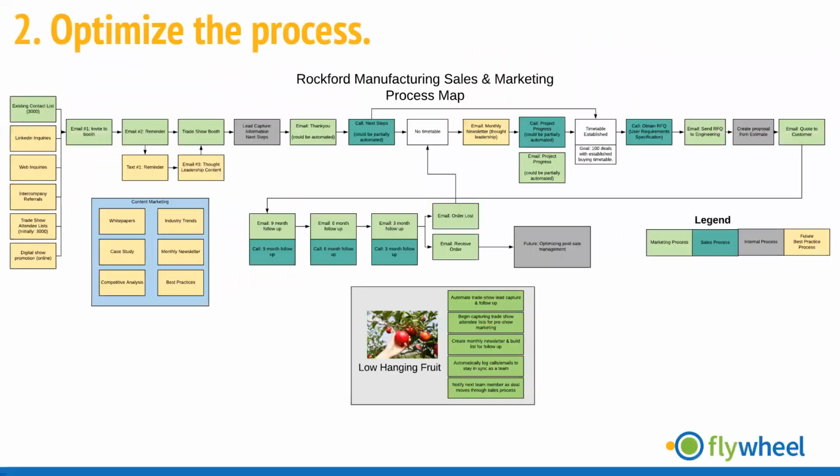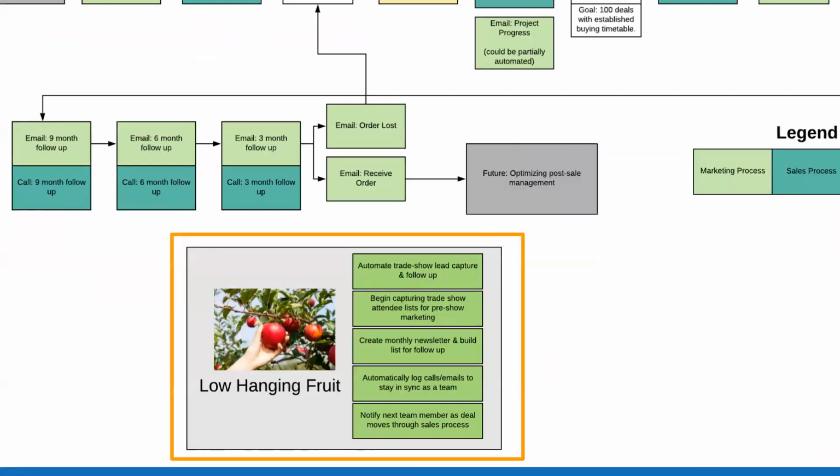Then what we did is we did what's called a process map. This is what an example one looks like. So we just mapped their whole process from beginning to end. And the key thing you'll see here is we have the low-hanging fruit section. I'm going to zoom in on that, where we identified the key things that they could do that would move the needle for them, that would have a big impact that were low cost for them to implement.